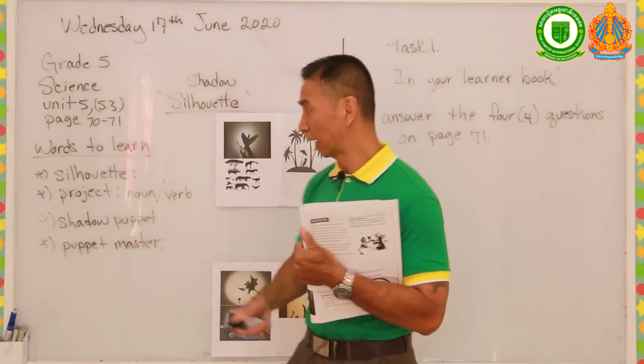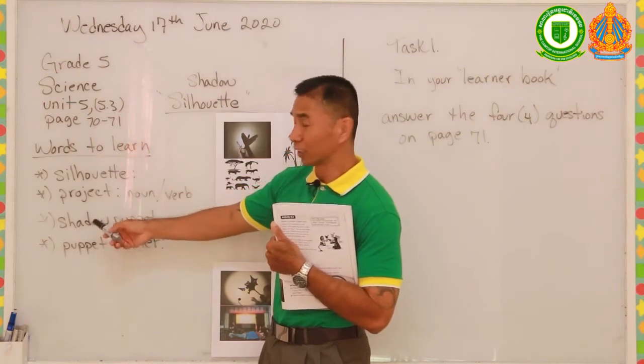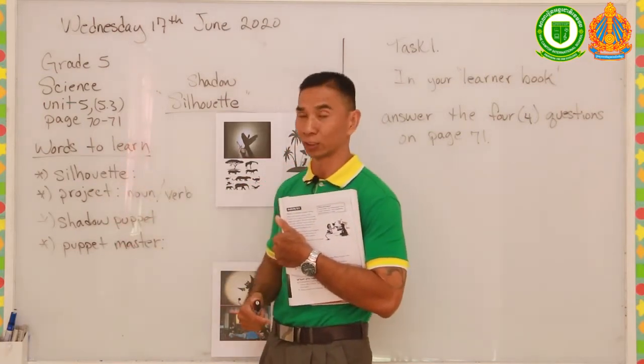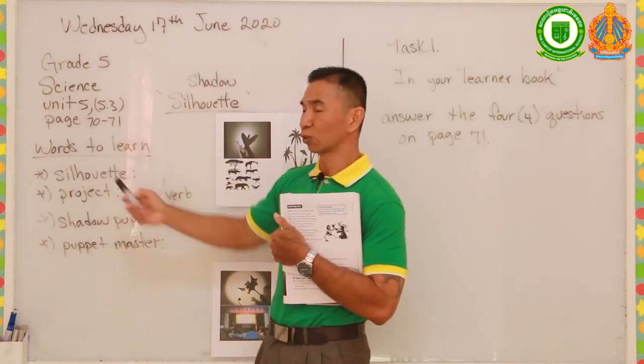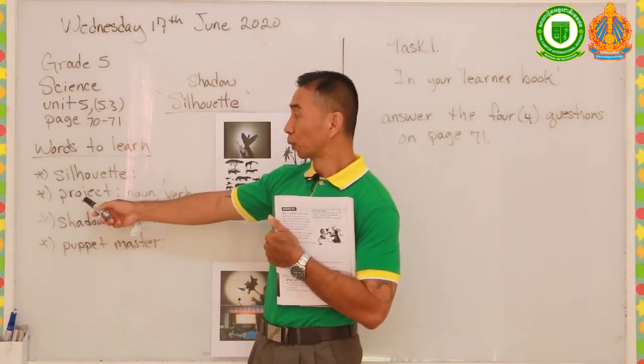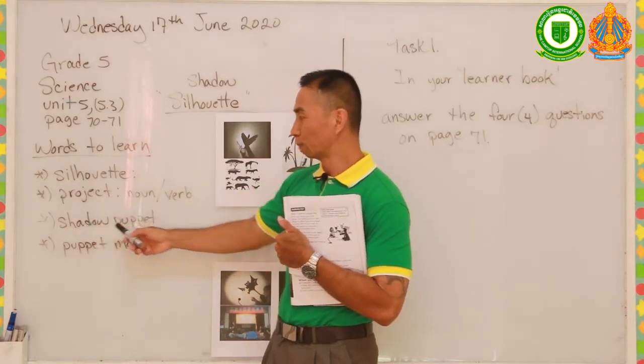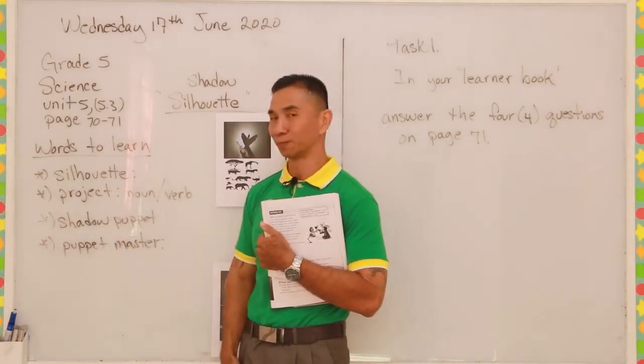But before we go on, I listed a few words here that you should know and words that we are going to learn throughout this course. The words are silhouette, project, not project, but project, shadow puppet, and puppet master.